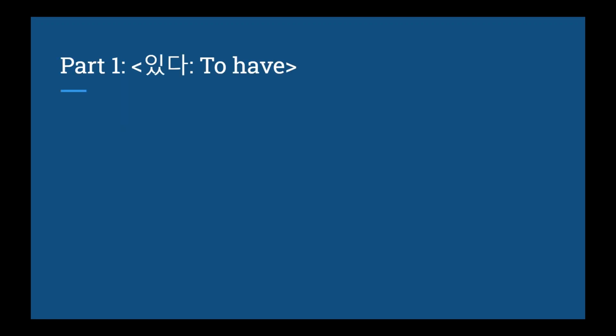The first part is 있다. 있다 has 2 main meanings, but for now we're just going to talk about the first meaning, which is to have. Let's look at an example. I have a sofa. In Korean, this would be 저는 소파가 있다. 소파 meaning sofa, 저 meaning I, and 있다 here means have.